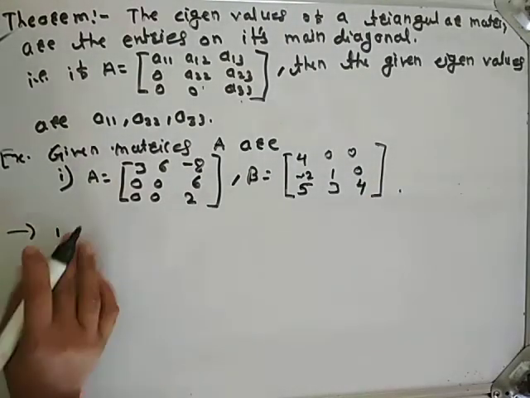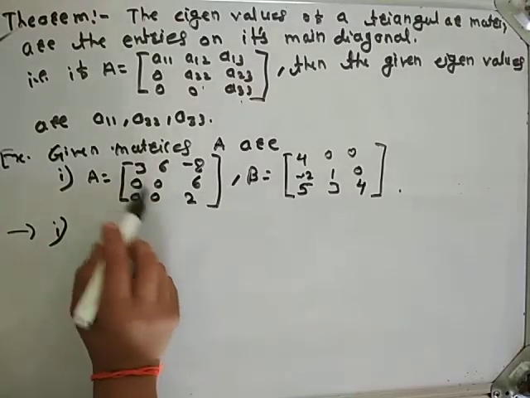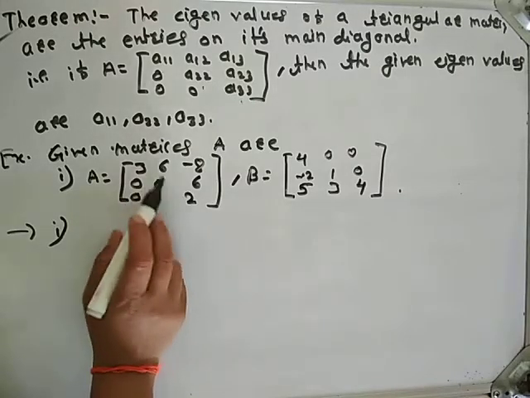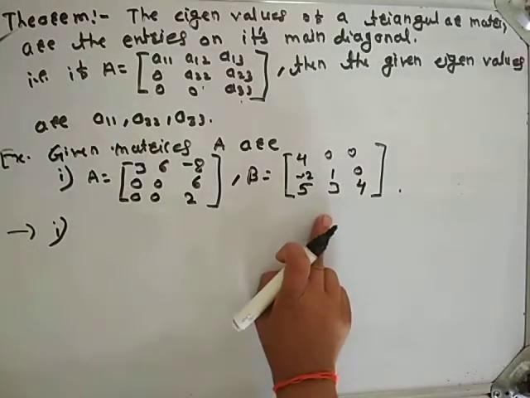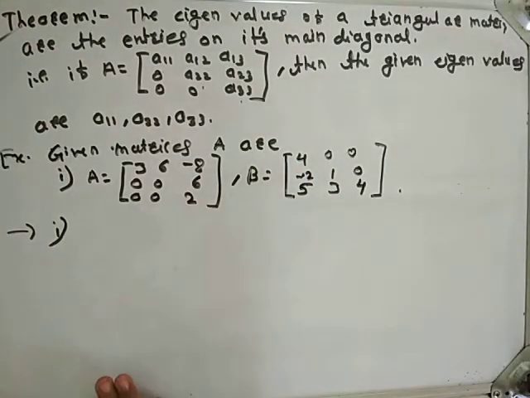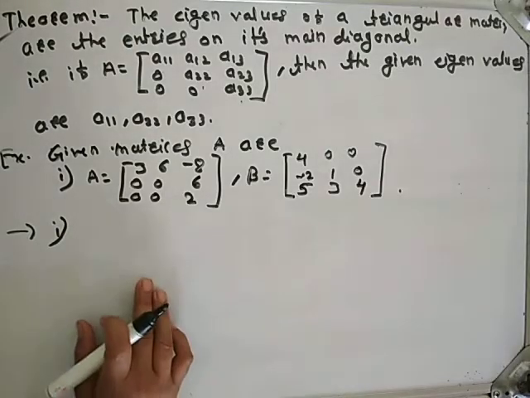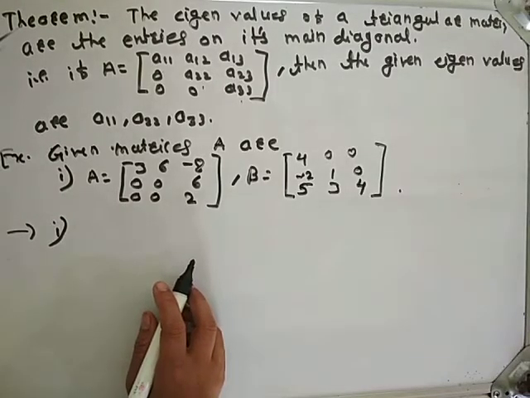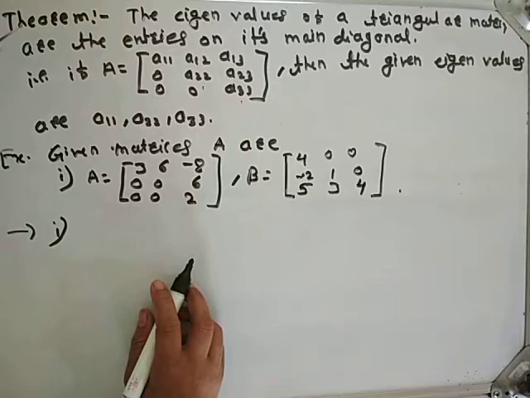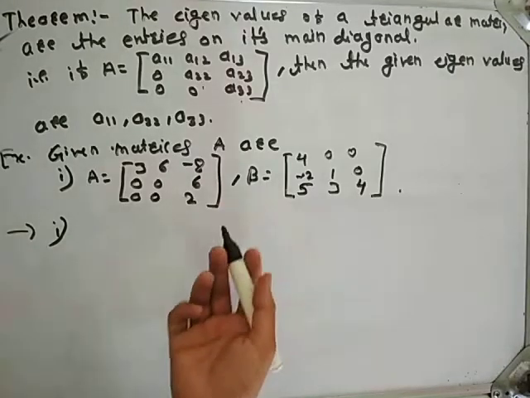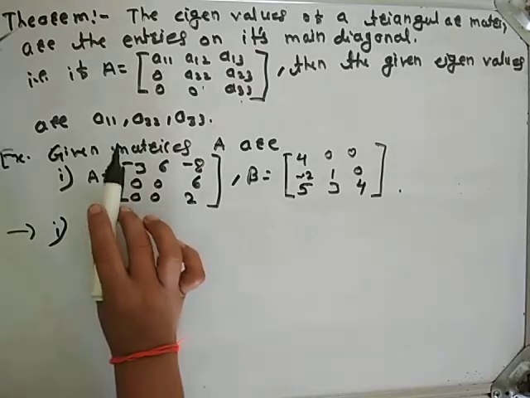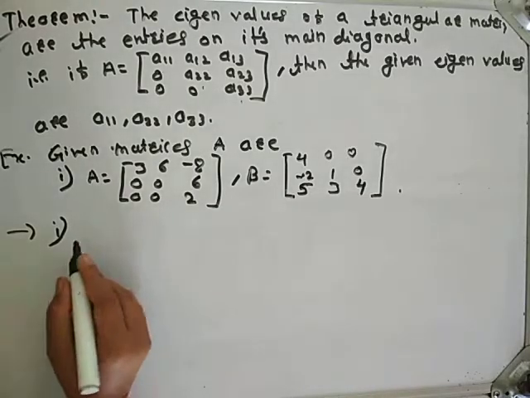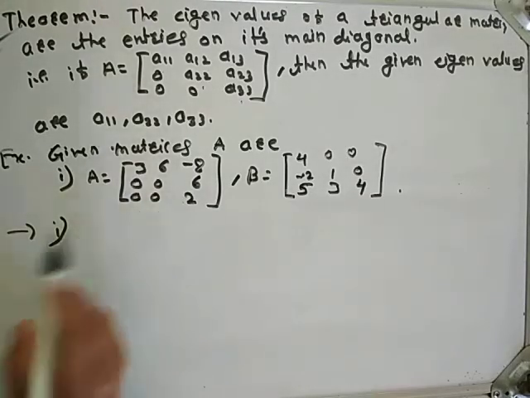Solution. First, see here, students, this is an upper triangular matrix because elements below the diagonal are zero, and this is a lower triangular matrix, elements above the diagonal are zero. So this theorem says that eigenvalues of a triangular matrix, it may be upper triangular or lower triangular, are the entries on the main diagonal. So here the main diagonal entries are 3, 0, 2.